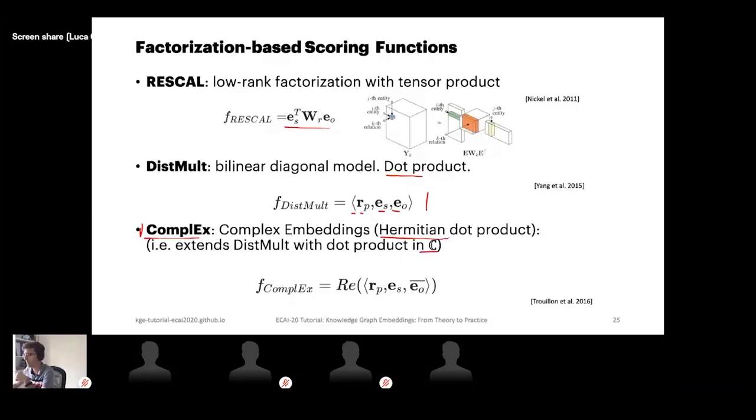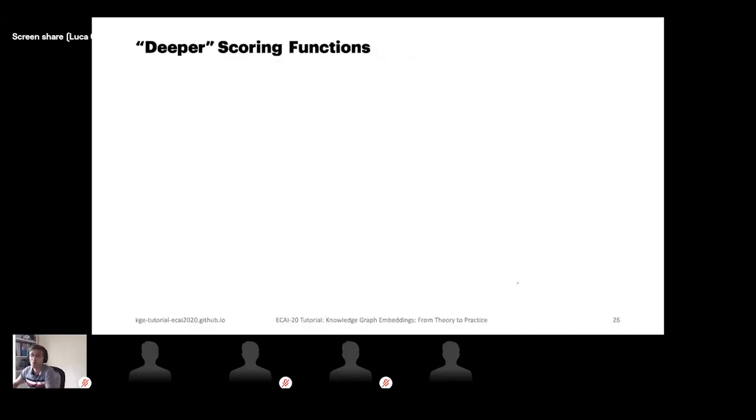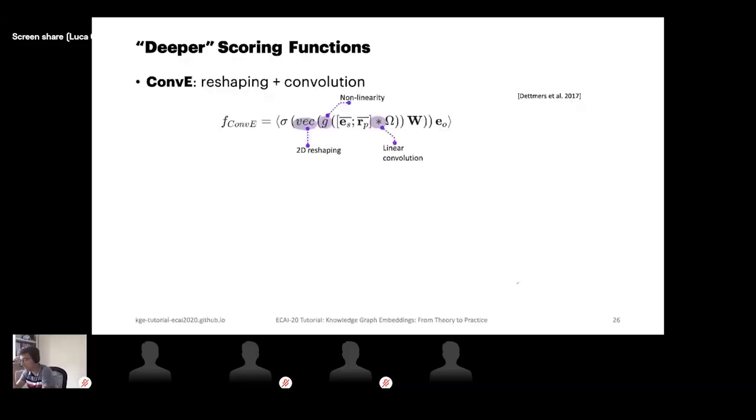Now, this is, as I said, still a very popular model used across the board and in applicative scenarios together with translating embeddings, for example, right? But there are families of models which adopt a different rationale, different strategies. I call them deeper scoring functions, because they are deeper from an architectural point of view. There is another popular model called convolutional embeddings, ConvE, that uses reshaping and convolution to score a triple, right?